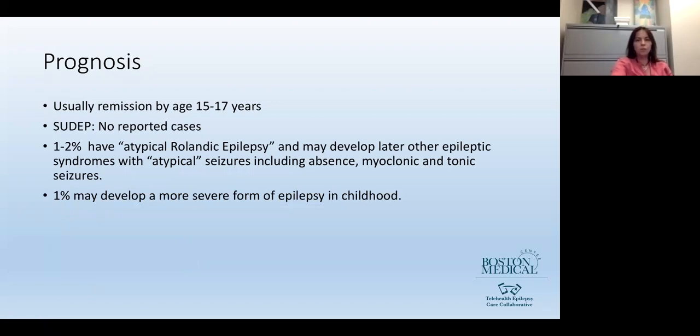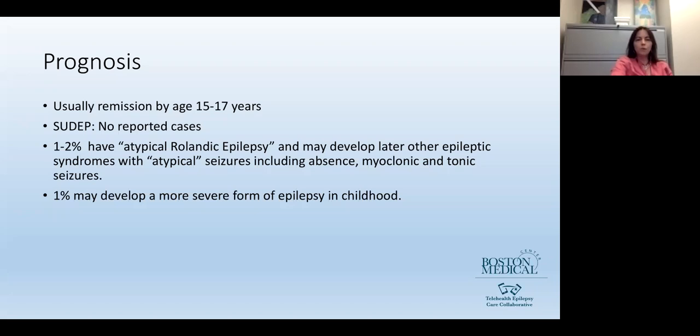So what is the prognosis? So usually remission by age 15 to 17 years. There were no reported cases of SUDEP, sudden unexplained death in epilepsy, in children with benign Rolandic epilepsy, even the ones who have frequent generalized tonic-clonic seizures at night.